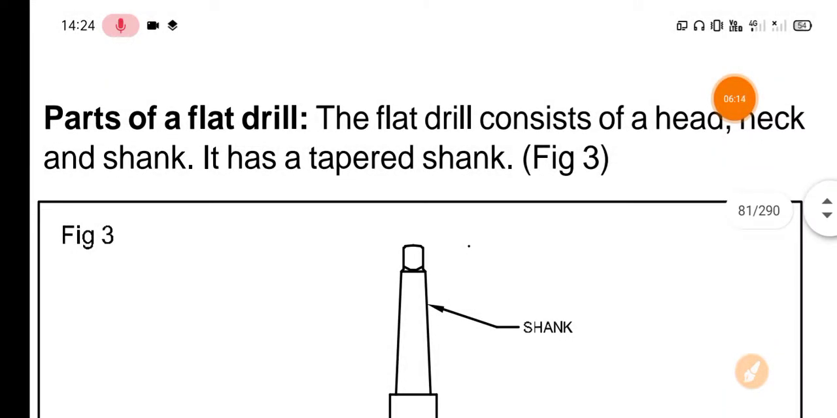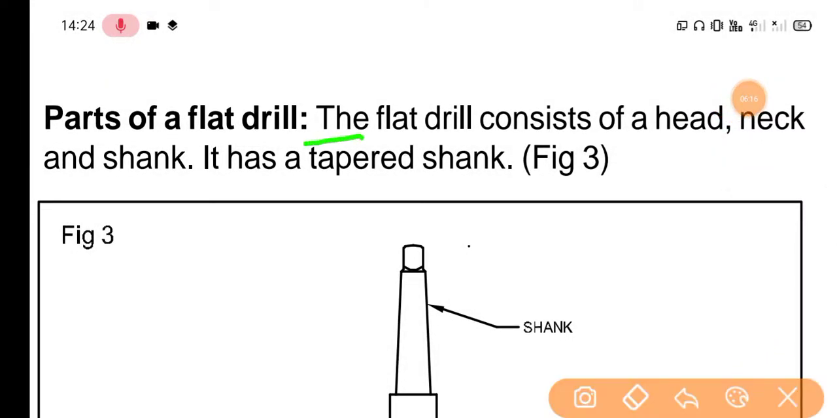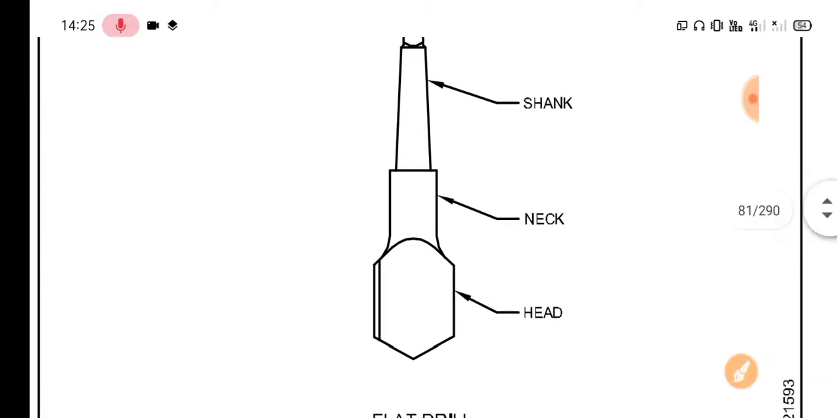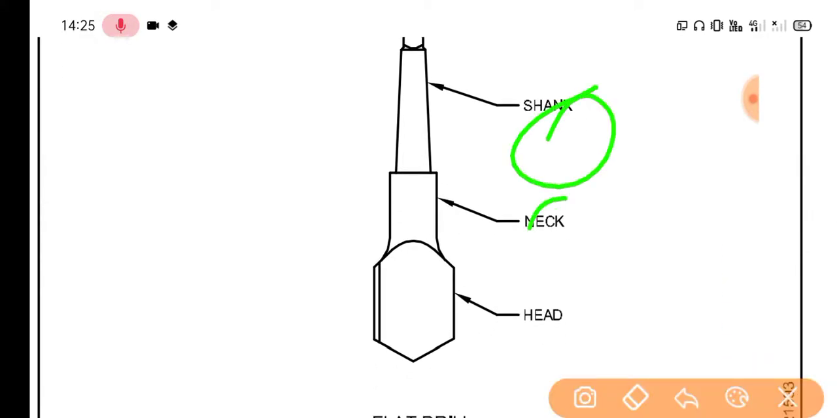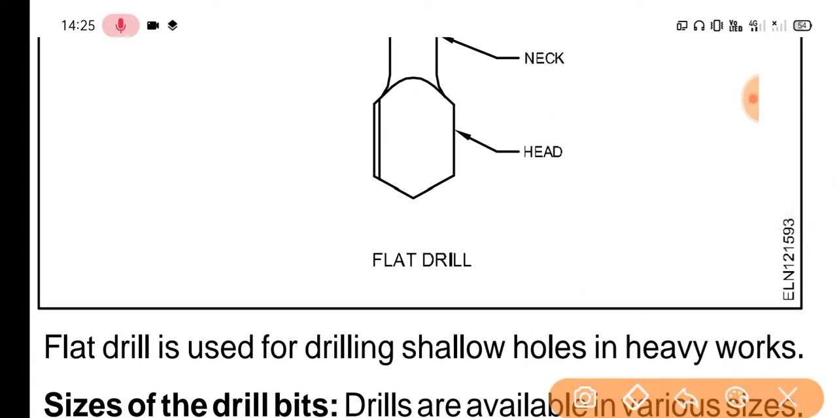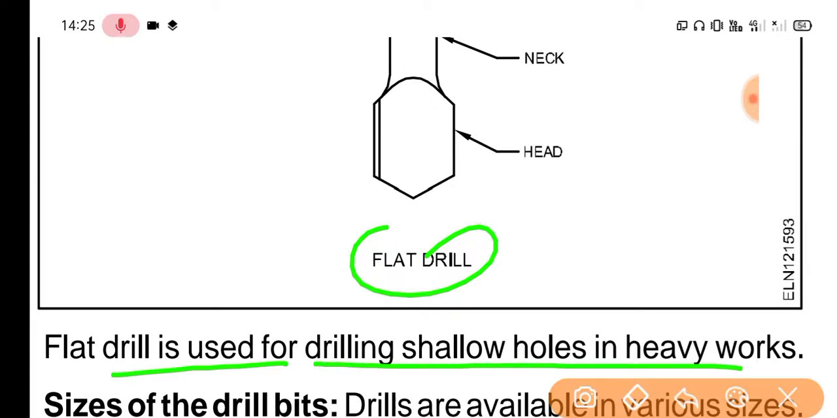Parts of a flat drill. The flat drill consists of a head, neck, and shank. It has a tapered shank, given in picture 3. This is the shank, this is the neck, this is the head. And these are the flat drill parts. The flat drill is used for drilling shallow holes in heavy works.